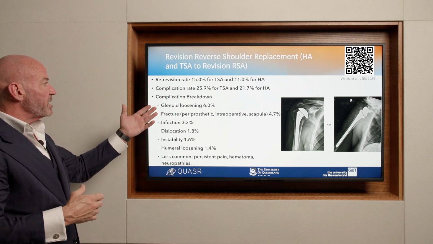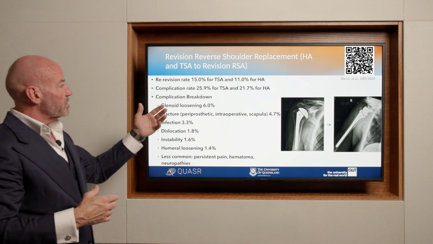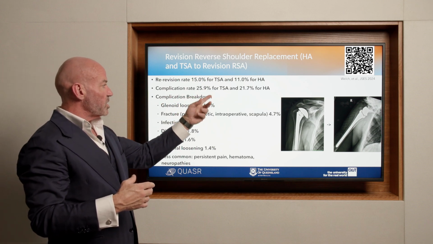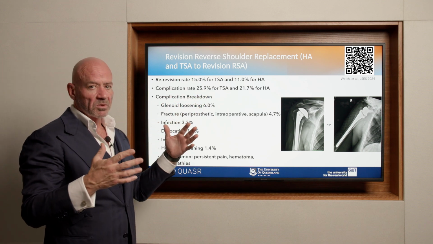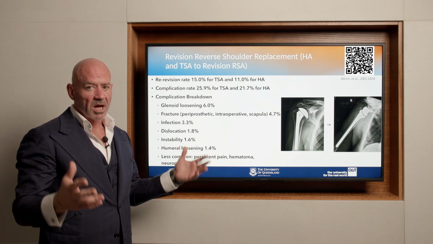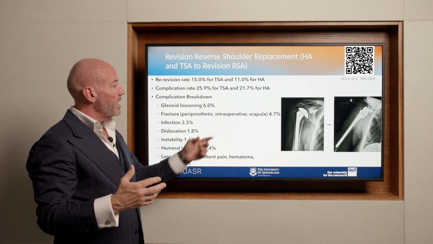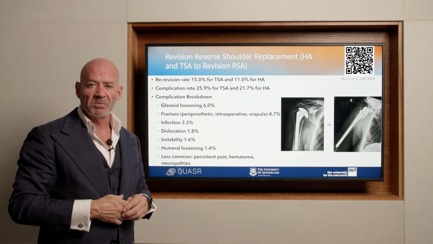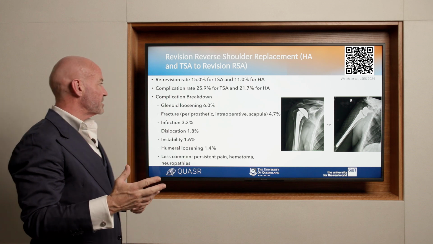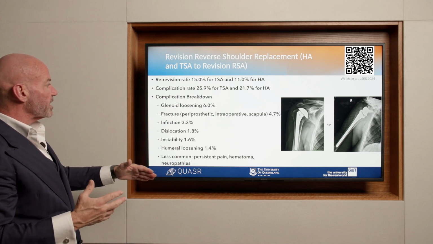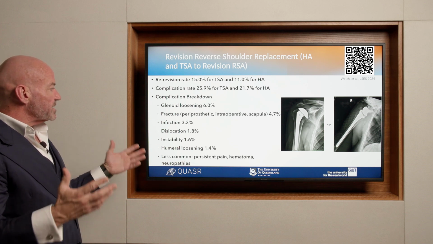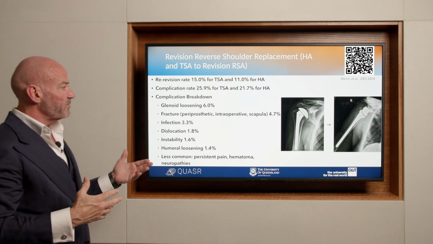The complication rate for those surgeries, the complication rate revising a total shoulder arthroplasty was almost a quarter, 25.9%, a little over a quarter actually. And for a hemiarthroplasty, a little bit less, 21.7%, so a bit over 20%. The complication breakdown, if we look at it, glenoid loosening occurred in 6%, fracture occurred in 4.7%.